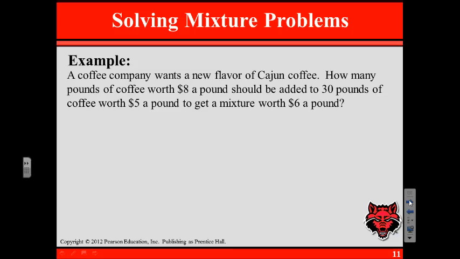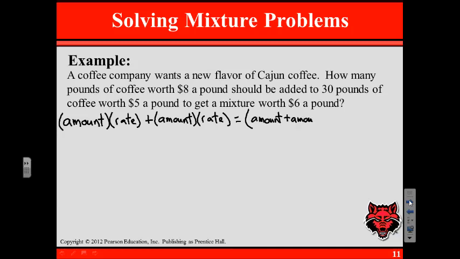And so the basic formula for every mixture problem looks like this. Amount times rate plus amount times rate equals amount plus amount times rate. Now, on the different examples you will see, the rate could be a percent, it could be a cost. Those should be the only types of rates you will see. And there are other rates that are out there, but on these problems you will see percentages or cost per pound, per ounce, something like that.